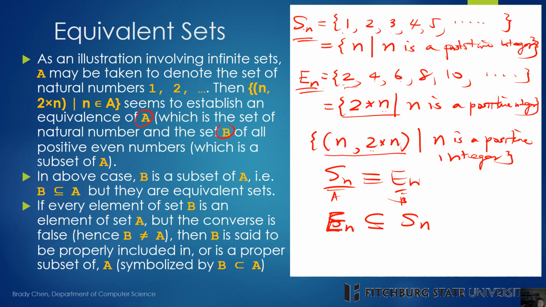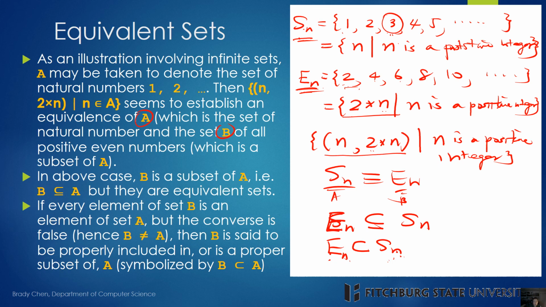So now, Sn includes En. Also, Sn includes all the positive odd integers, right? So En is a subset of Sn. En is also called a proper subset of Sn. That means every element in En is an element of Sn, but not the opposite. So there is an element in Sn but not in En. For example, number 3 is in Sn, but number 3 is not in En. So it's called a proper subset.